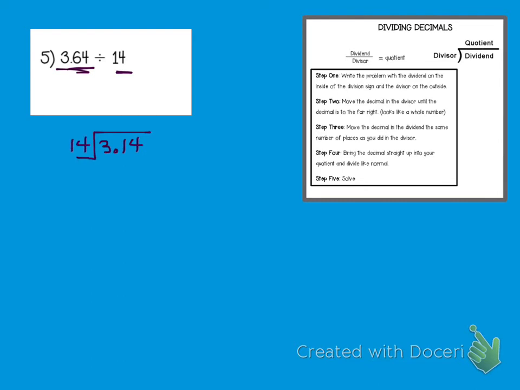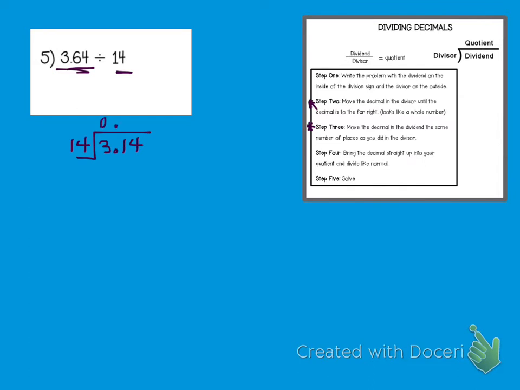It says move the decimal in the divisor until the decimal is far right. We have a whole number, so we don't have to do that. Step 3 says move the decimal in the dividend the same amount of numbers. So because we didn't have to do step 2, we don't have to do step 3. Step 4 says bring the decimal straight up into your quotient and divide like normal. So we do have to do that.